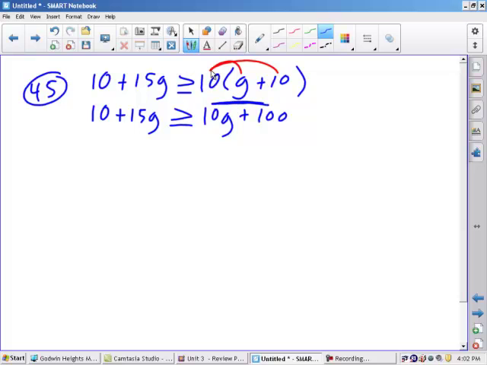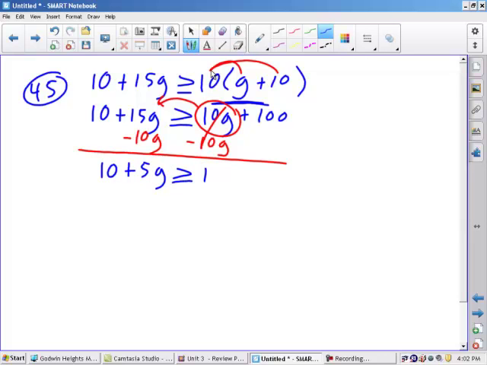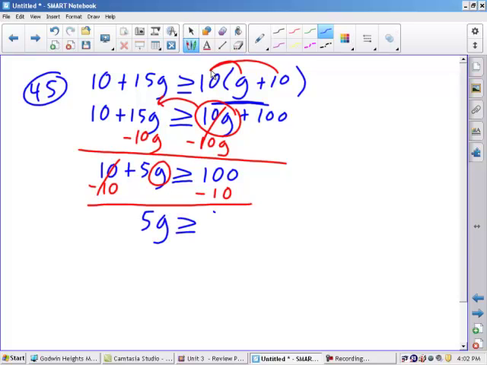But what I can do is realize that this 10g is not on the same side as this 15g, so I want to go ahead and move it. And how I do that is I subtract 10g from both sides, because currently it was positive. And so what I get then is 10 plus 5g is greater than or equal to 100. Now, I'm still solving for my g here, so I subtract 10 to get that out of the way, and I get 5g is greater than or equal to 90. And then I divide by 5, and I get g is greater than or equal to 18. And that's your answer.